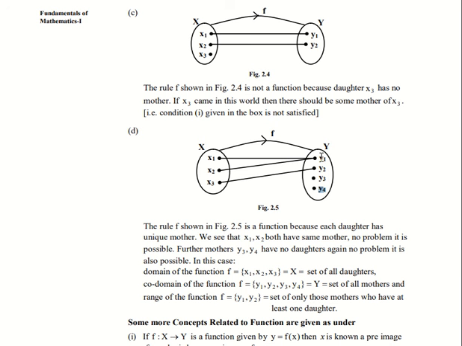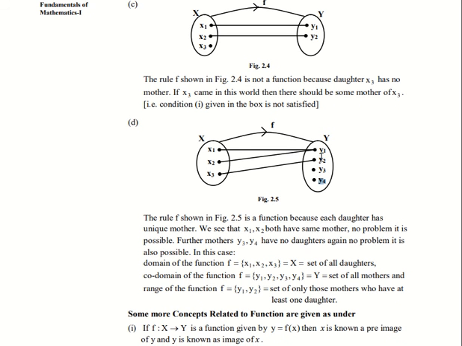So every element in X must have an element in Y, and two different elements can have the same mapping element in Y, but the same element cannot have two different elements in Y. A daughter cannot have two mothers. Two different daughters can have the same mother.